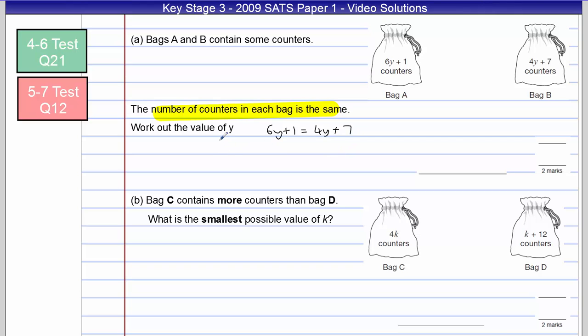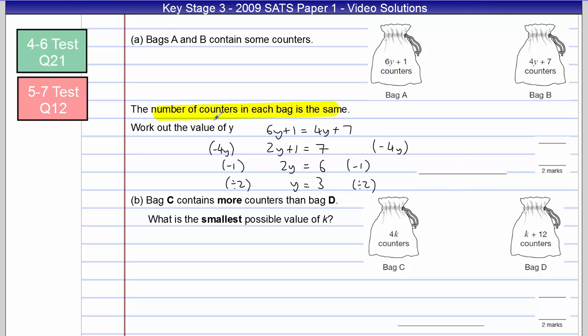To simplify this equation, I'm going to subtract the smallest number of y from both sides, which is 4y. So take 4y from both sides. 6y take 4y leaves me with 2y. I've still got the plus 1. Taking away 4y from this side would make that disappear, and I'm left with positive 7. Next, I'm going to subtract 1 from both sides. That's going to get rid of this term here. So on this side, I'm left with 2y. On the other side, I'm left with 6. And then finally, I'm going to divide through by 2 and get y equals 3.